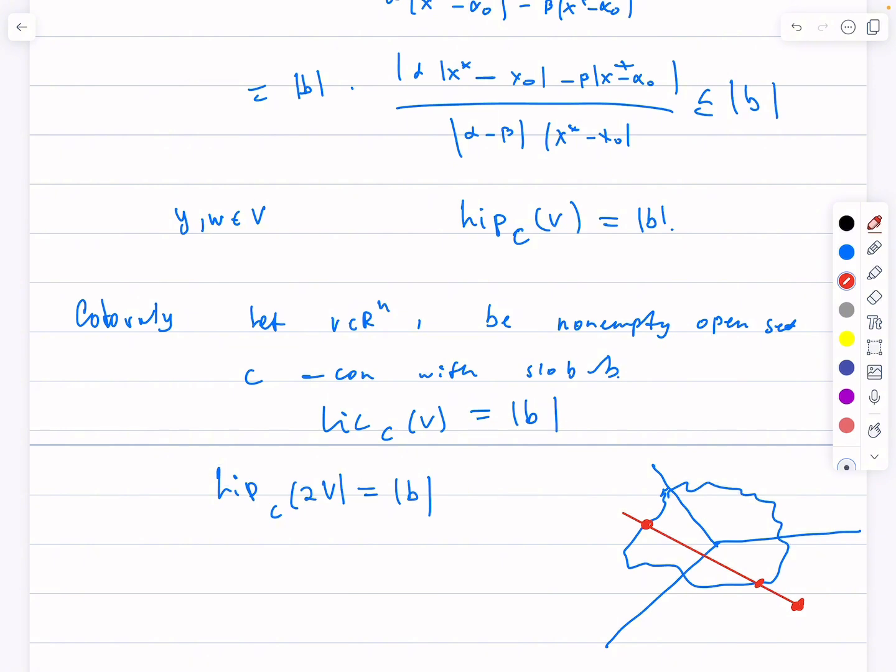Okay, we will continue comparison with cones in the next lecture.